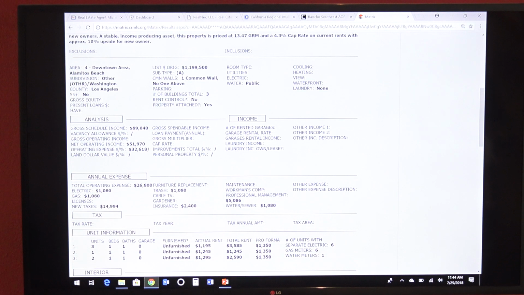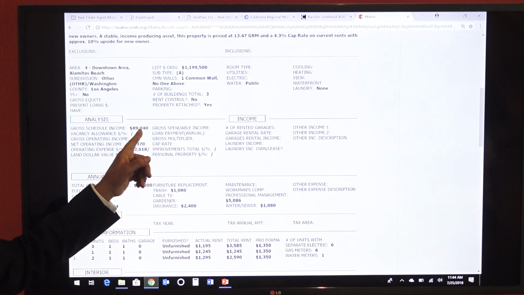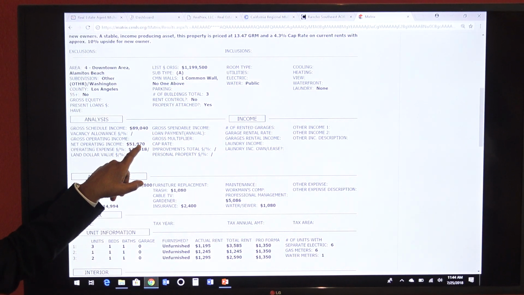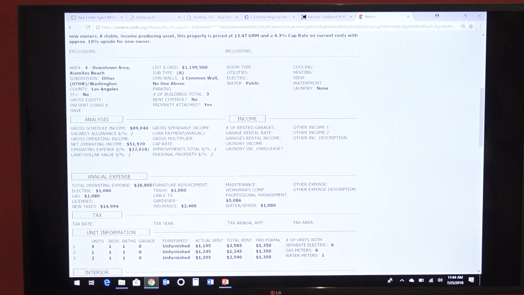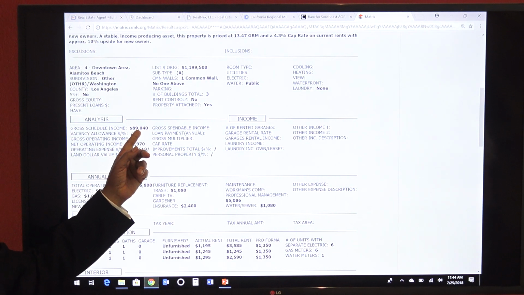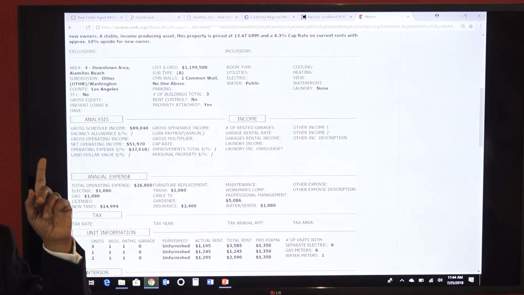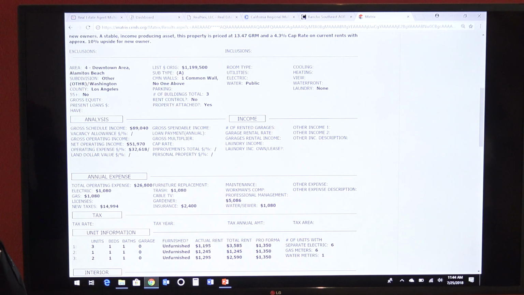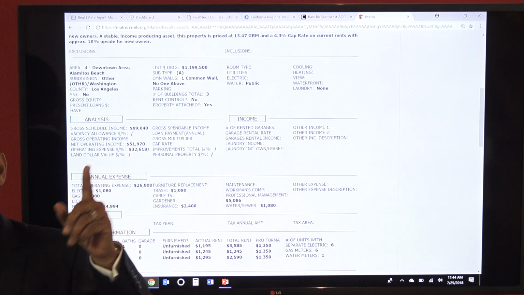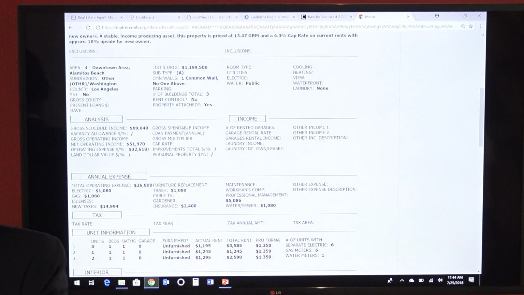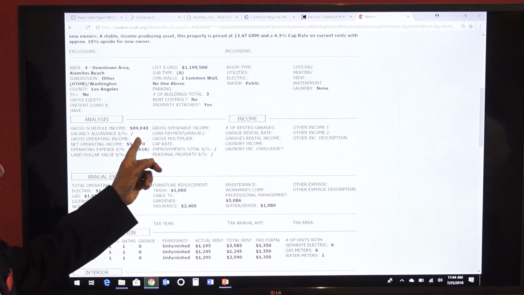We have 89,000 in gross, $51,000 net income. Is that correct? Let me see. Sounds about right. Okay, because out of this 89,000, what am I supposed to do? I'm supposed to take how much off the top? 5% vacancy. I gotta take 5% off the top, right? Yes. Okay, so what's 5% of that?